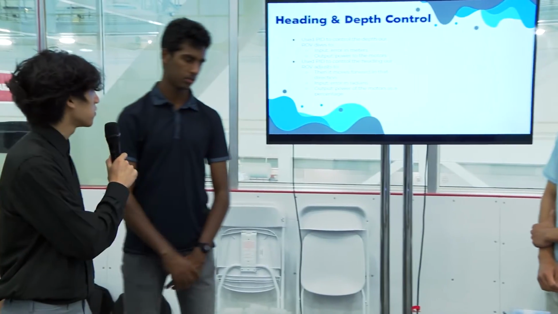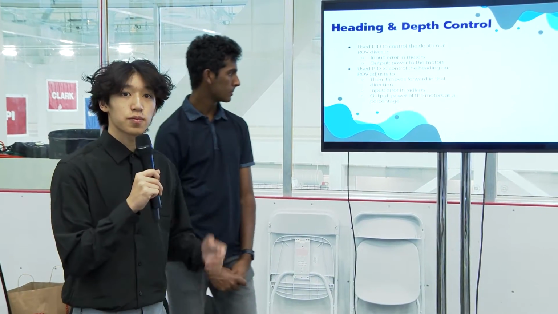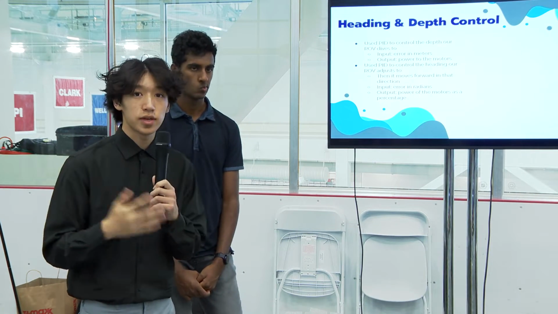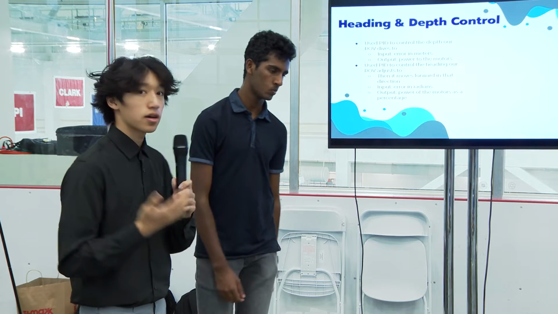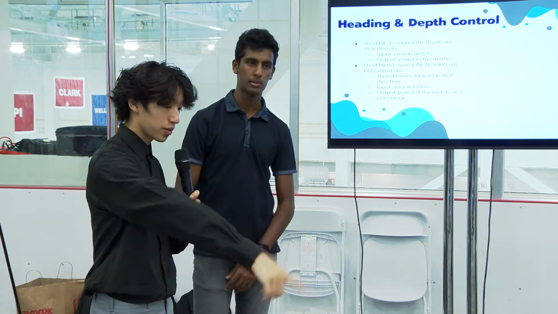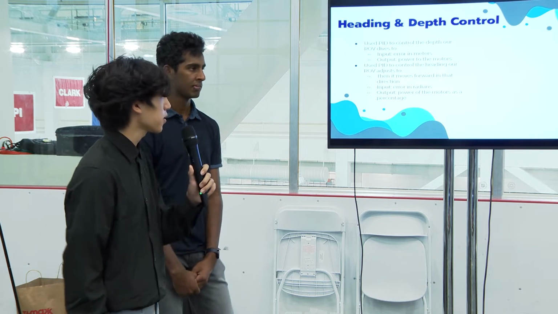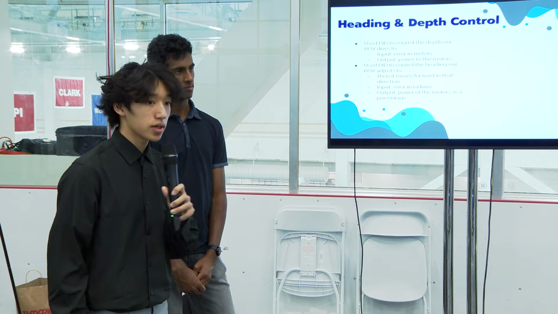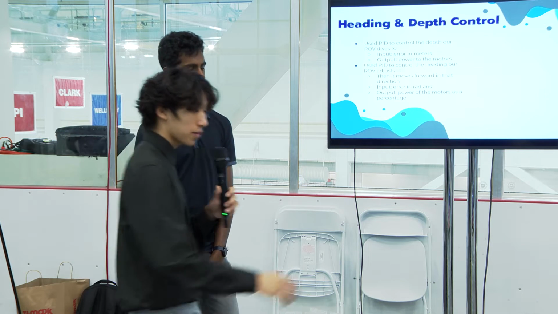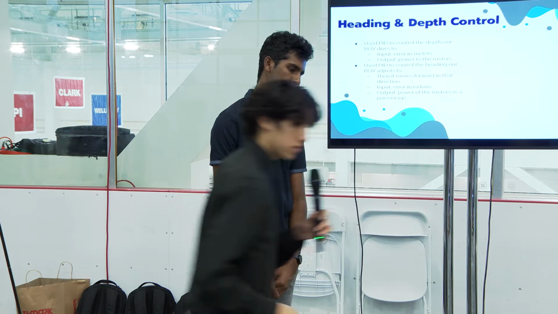Okay, so Visme kind of already covered a little bit of this, but the next step was to do heading and depth control. So for depth control, we would have our computer input the depth we wanted it to go to, and then we would use the PID to control the ROV to go down to that specific depth. The input would be the error in meters. So at the back, it has a pressure sensor.